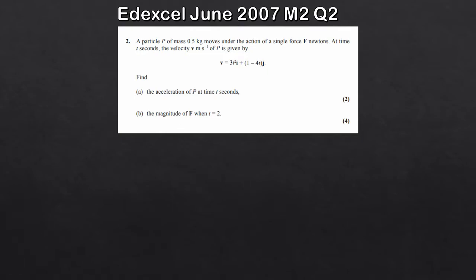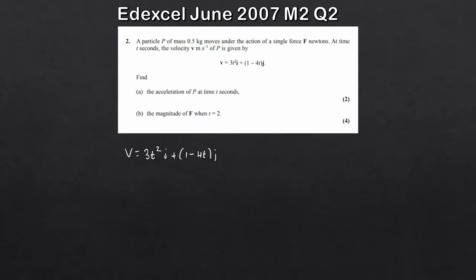We're given a particle P of mass 0.5 kilograms. It moves under the action of a single force, and at time t seconds the velocity is given here. So that's v is equal to 3t squared i plus (1 minus 4t) j. The question asks us to work out the acceleration of P at time t seconds. So how would we do that?